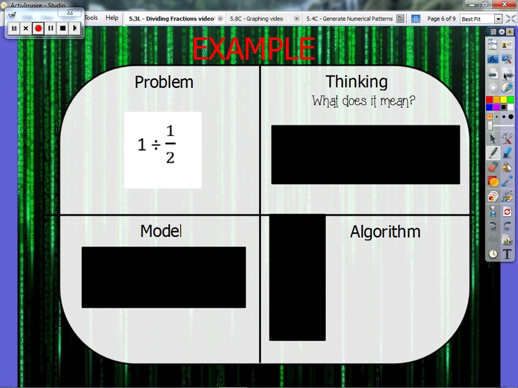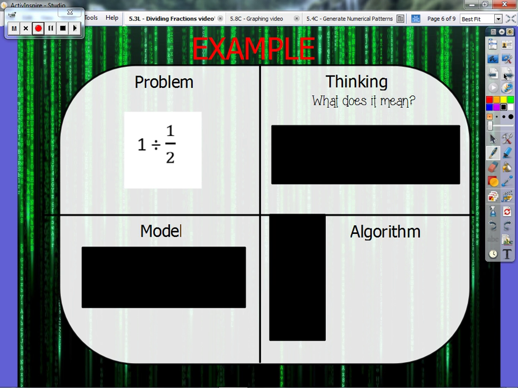Now we're going to work out an example in order to incorporate the thinking process, having the kids get familiar with the models, and just working it out using the algorithm. Okay, so our problem here, we have 1 divided by half. So what does this mean?